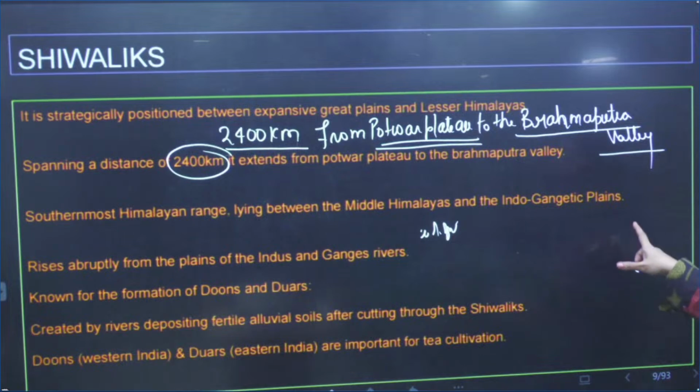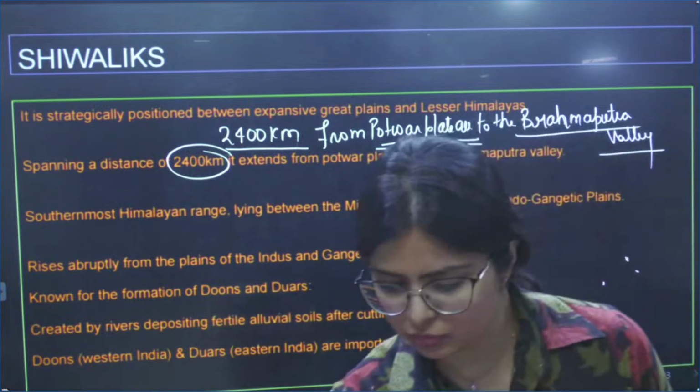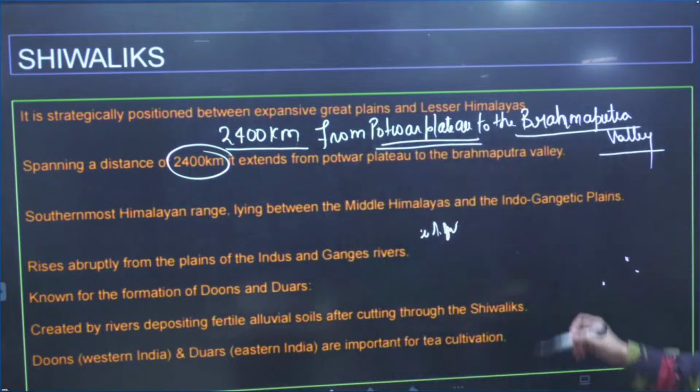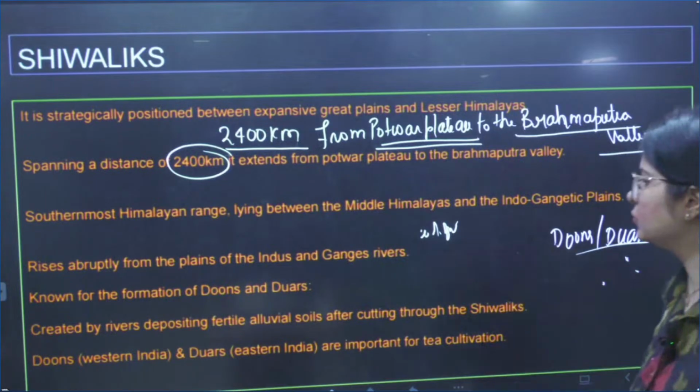Write down next. Southernmost Himalayan range. This is, you know already, this is the extension of what I said earlier. This is very important. Write down. Shivaliks are known for doons and duars. Shivaliks are known for doons and duars.